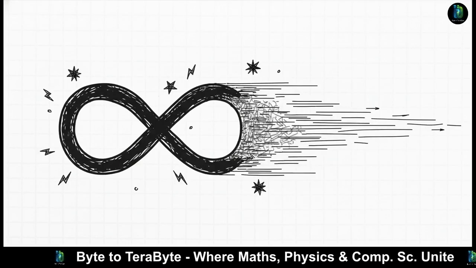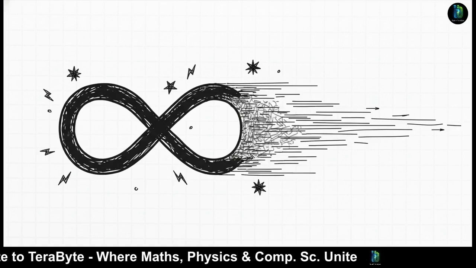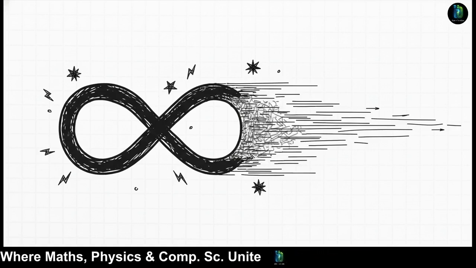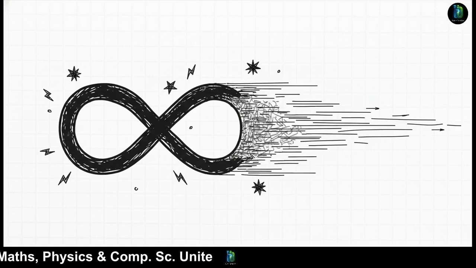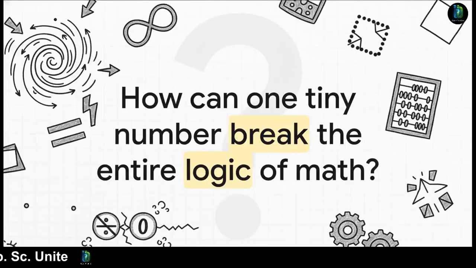But here's the thing. This isn't just some random rule someone made up. It's fundamental. If we were allowed to break it, the entire structure of mathematics would start to fall apart. And I mean, things would get weird. Suddenly, 1 could literally become equal to 2. So that's the big mystery we're unpacking today.